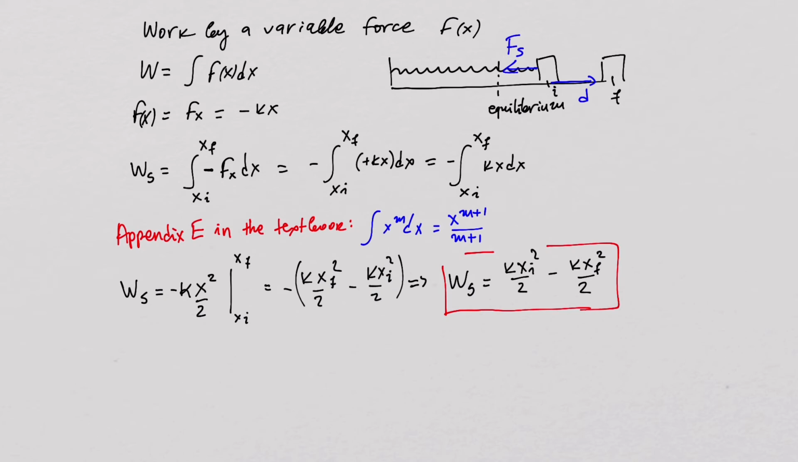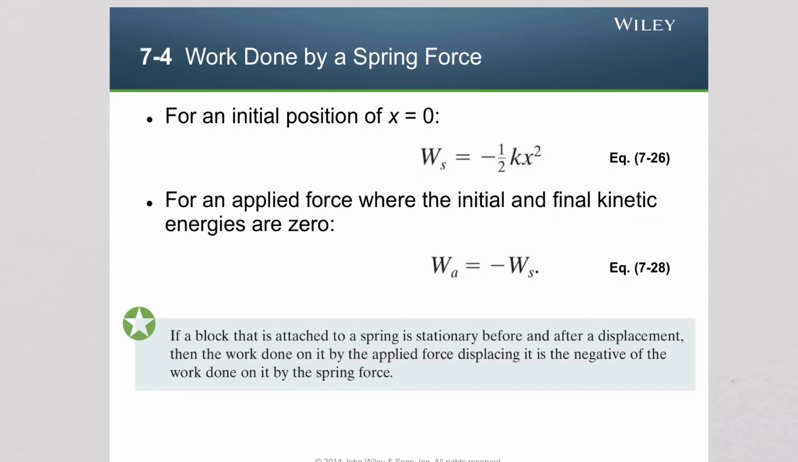Here, what I did is I replaced the variable with the two limits. The first term contains the upper limit, the second term contains the lower limit, and I subtracted the term with the lower limit from the term with the higher limit. And then accounting for this minus sign, I get the expression for the work done by the spring force. Now I can also set the initial position to be equal to 0, in which case the work done by the spring force is simply minus 1/2 kx squared.